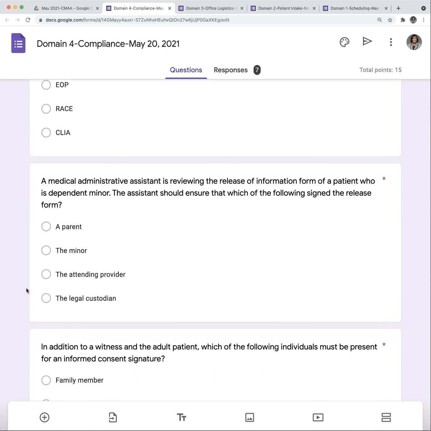MAA is reviewing a release of information form for a patient who is a dependent minor. The assistant should ensure that which of the following signed the release form? The legal custodian, because it may not be a parent. That's right. I should know that.